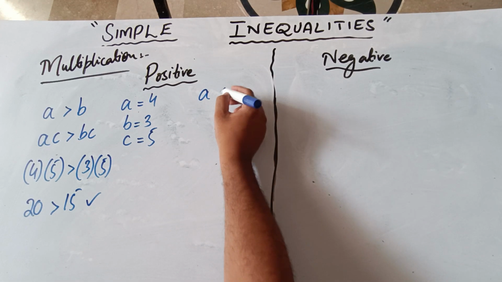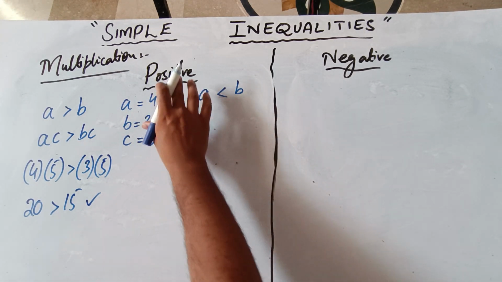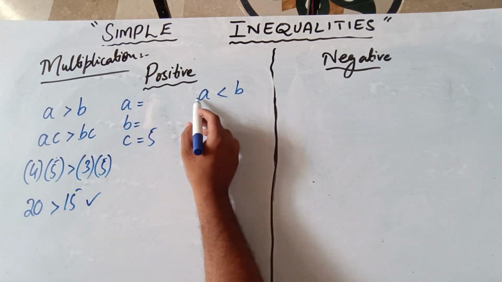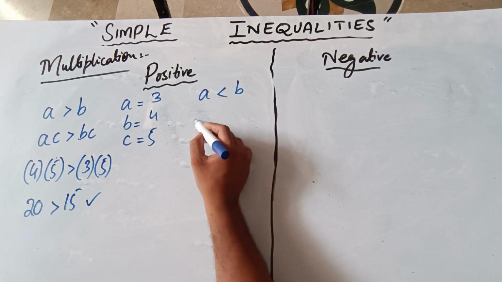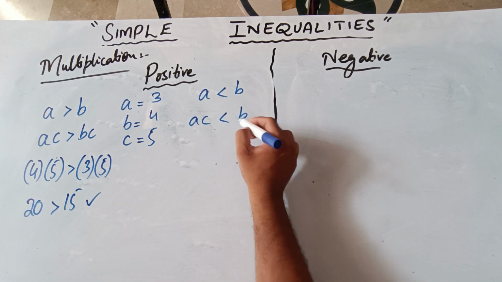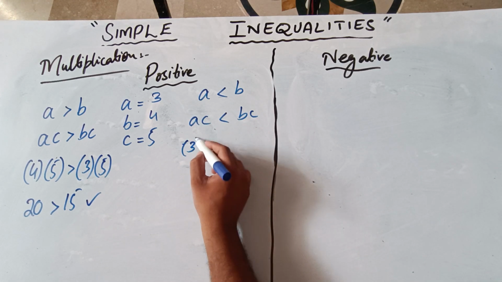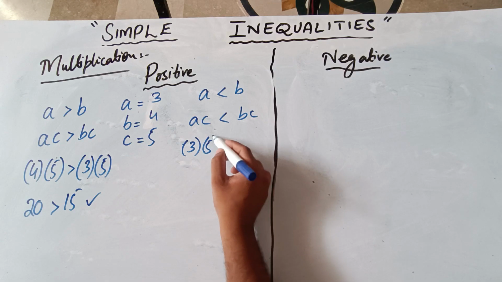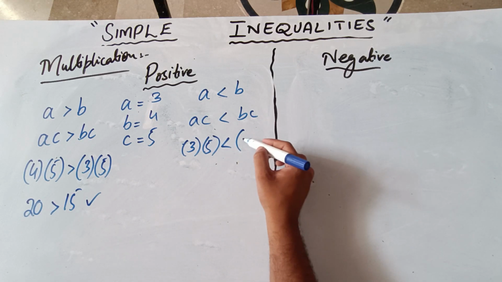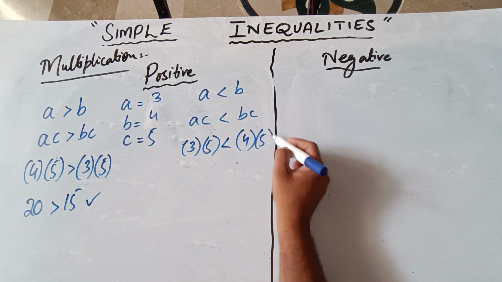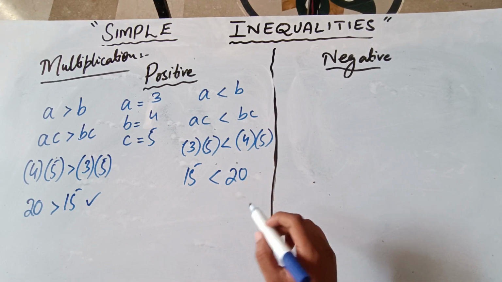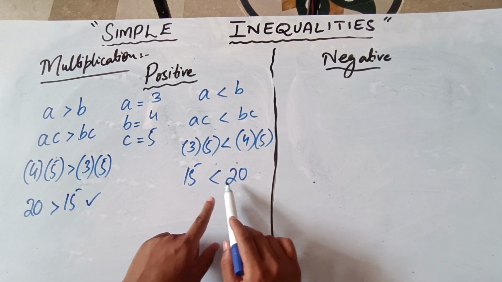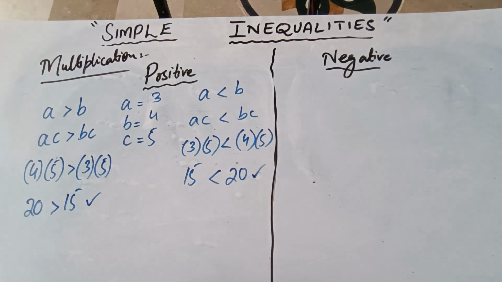Now we can apply the same positive number to the lesser than case. If A is lesser, A should be smaller and B should be bigger. If we multiply by a positive number on both sides, the inequality sign will still remain the same. Now let's check it again. 5 times 3 is 15, which is lesser than 5 times 4, which is 20. Now you can see 15 is actually lesser than 20. It means that it is correct.